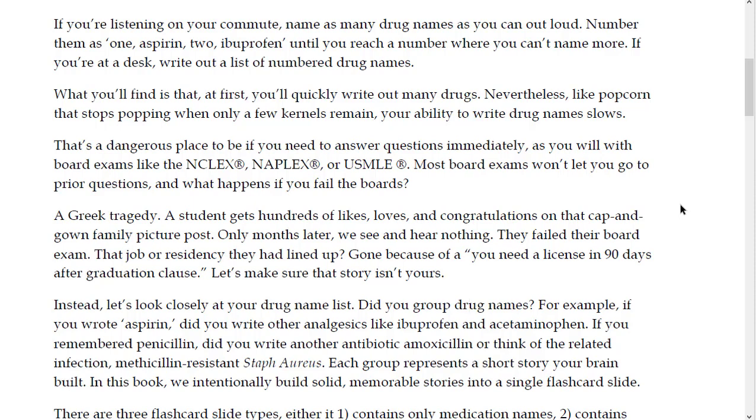What you'll find is that at first, you'll quickly write out many drugs. Nevertheless, like popcorn that stops popping when only a few kernels remain, your ability to write drug names slows. That's a dangerous place to be if you need to answer questions immediately, as you will with the board exams like the NCLEX, NAPLEX, or USMLE. Most board exams won't let you go to prior questions.